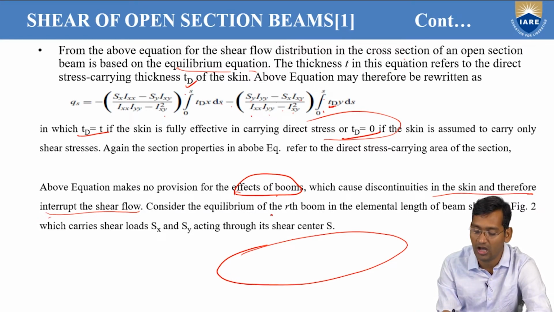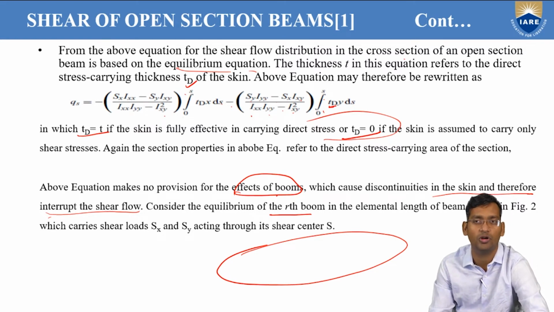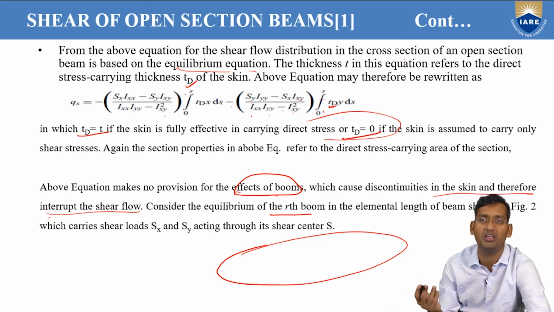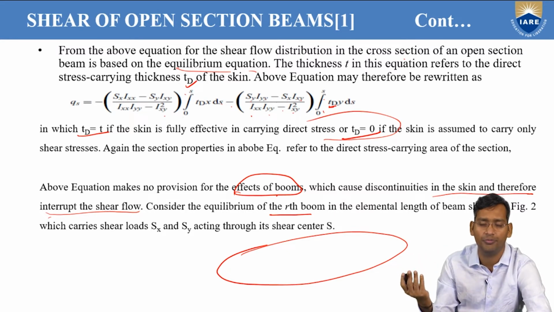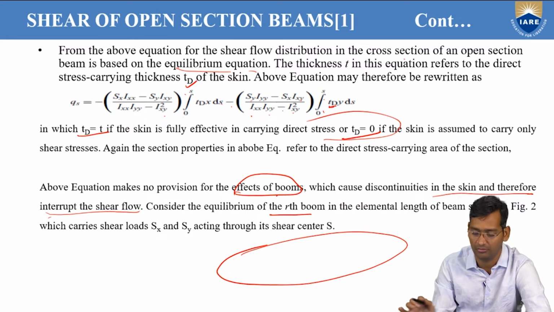Consider the equilibrium of the rth boom. Rth means any number, like 4th, 5th, whatever you want, first, second. Depending upon how many are there, just take any one and put the r value. Like for first, if you want to find, then r becomes 1. For second, r becomes 2. For fifth, r becomes 5.